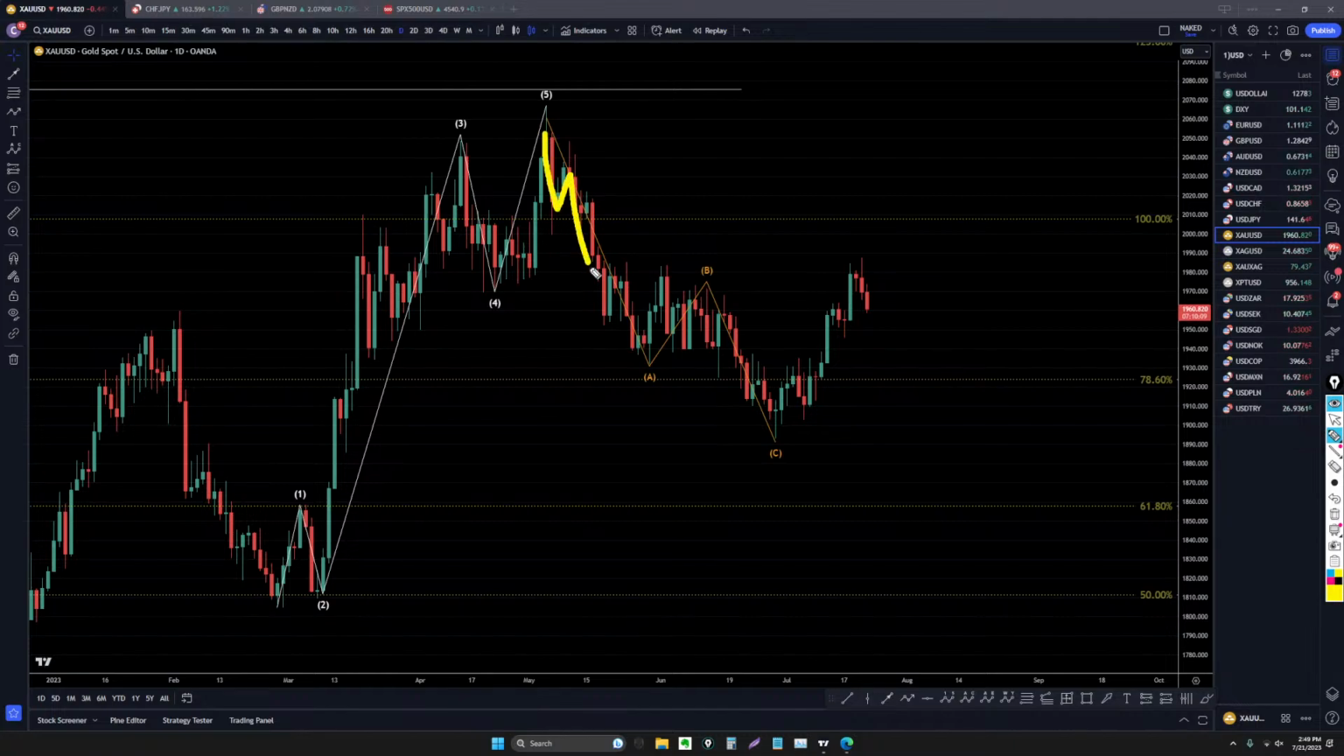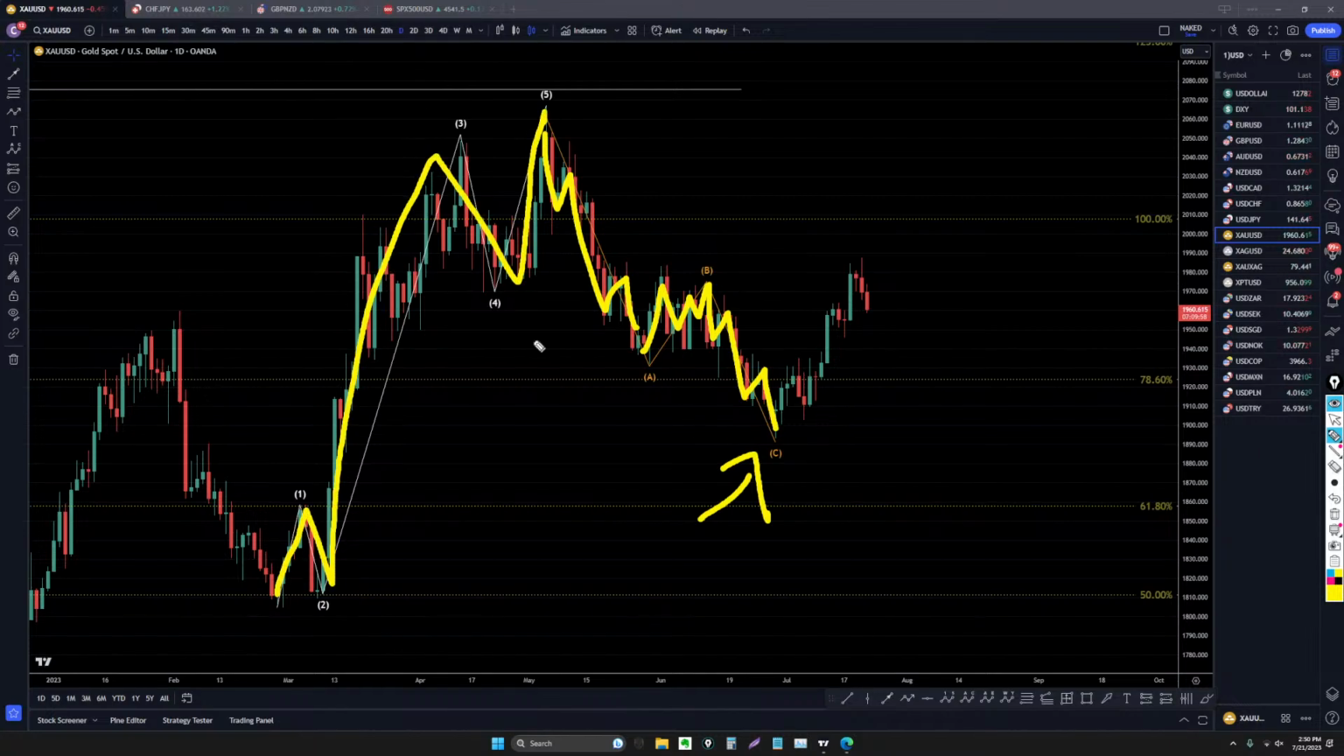I still believe this is a 1, 2, 3, 4, 5 of A. I still believe this is a B. I still believe this is a 1, 2, 3, 4, 5 of C. I think we had the end of a crescent right here, which was a crescent to this last 1, 2, 3, 4, 5 waves up.